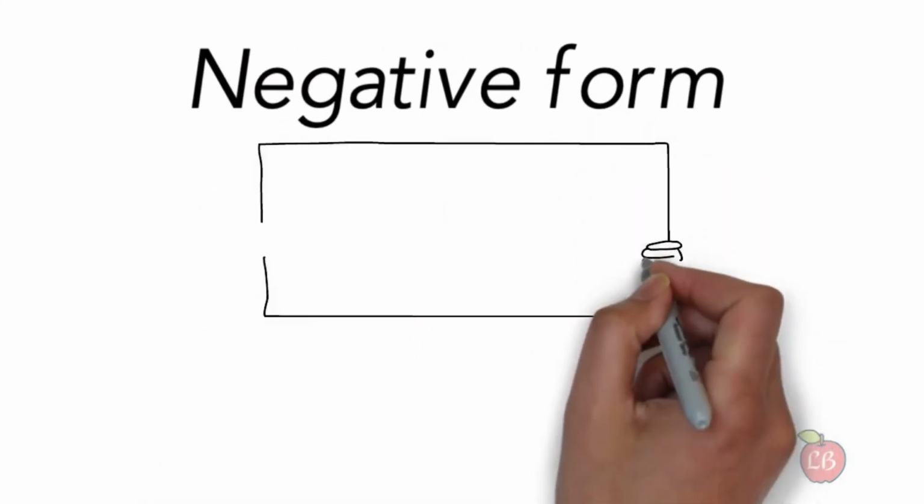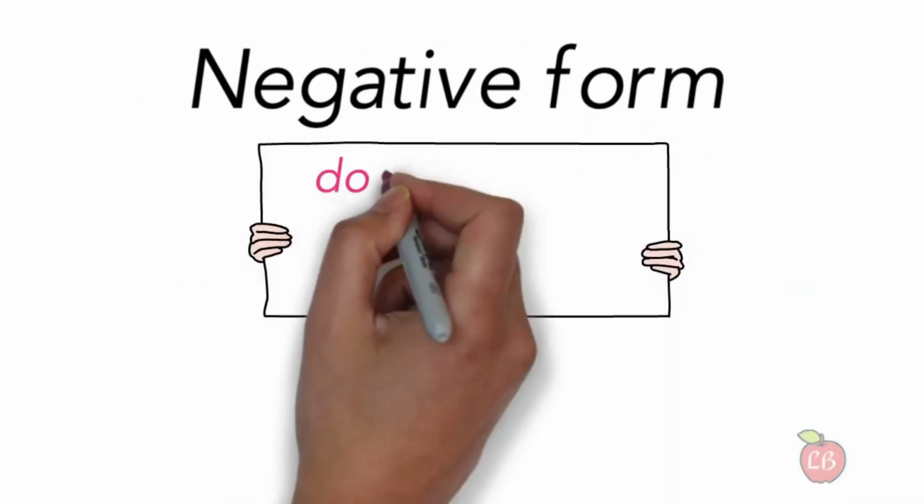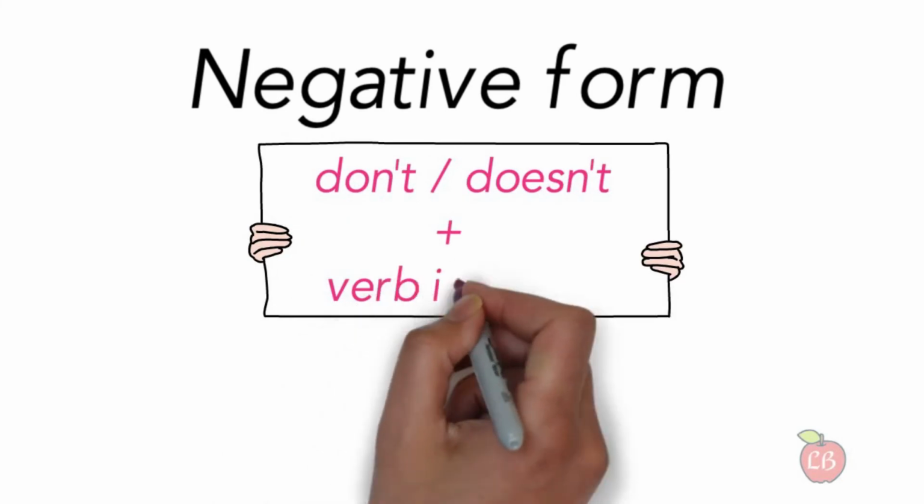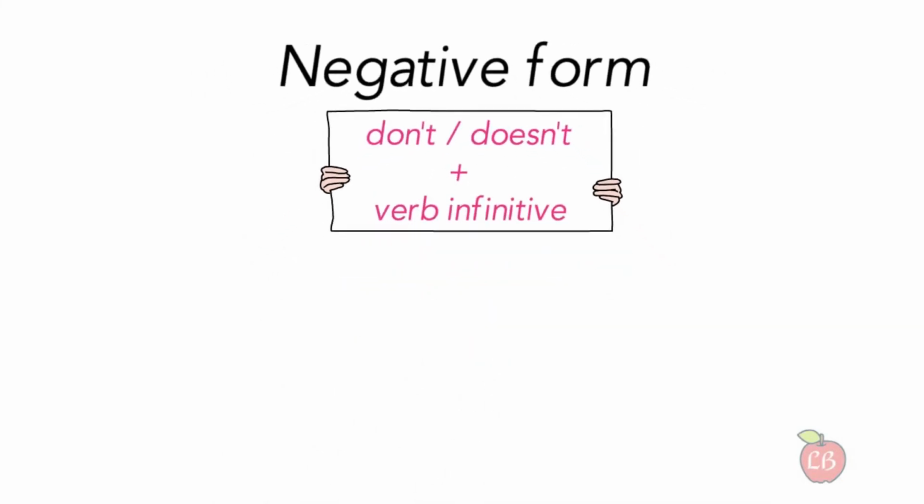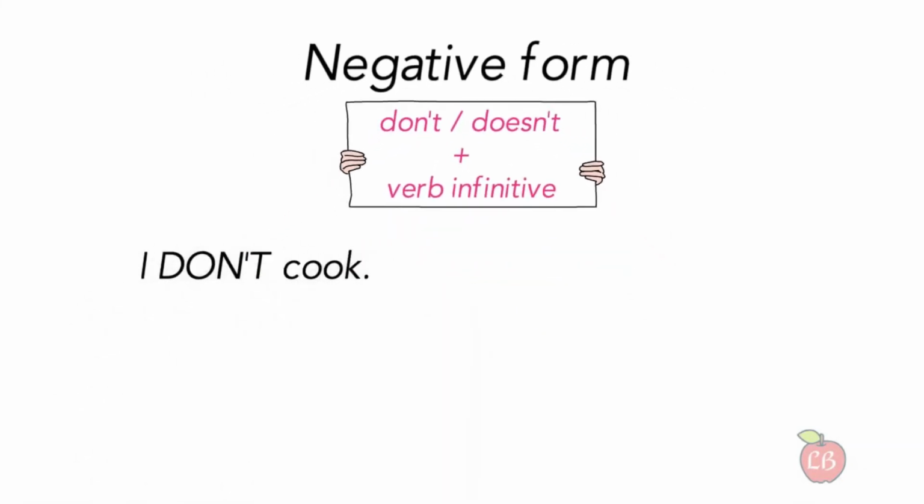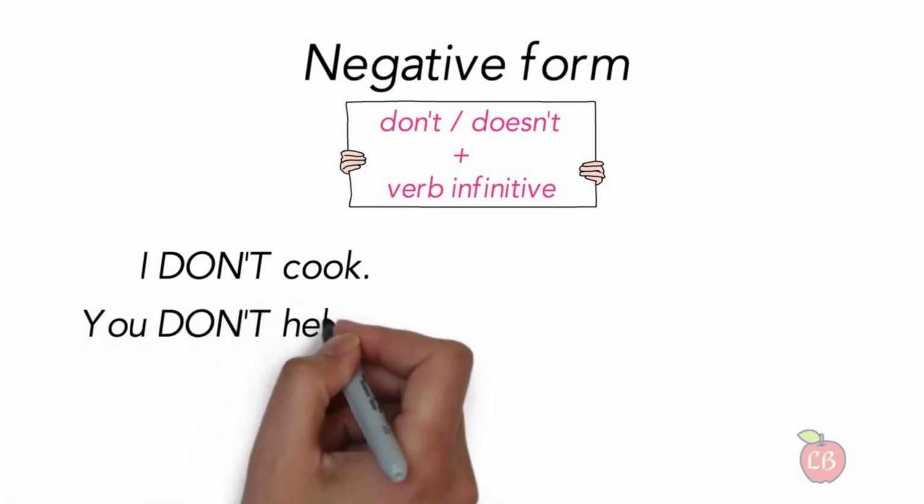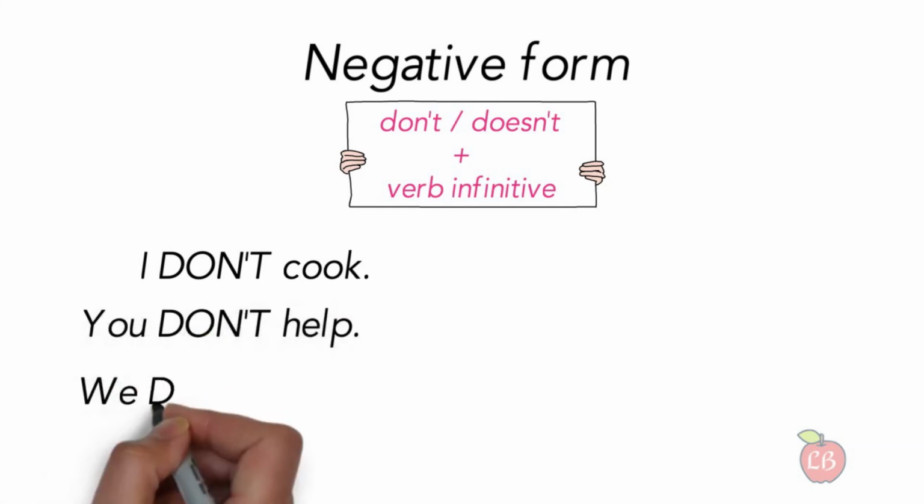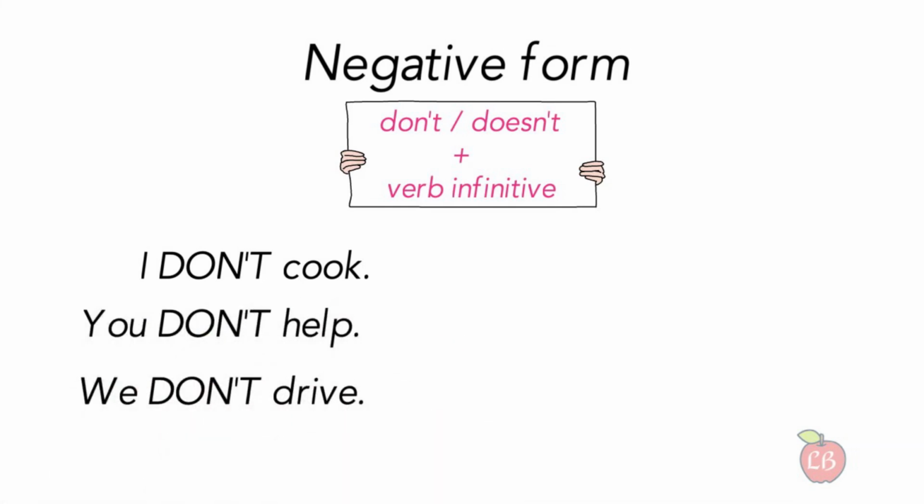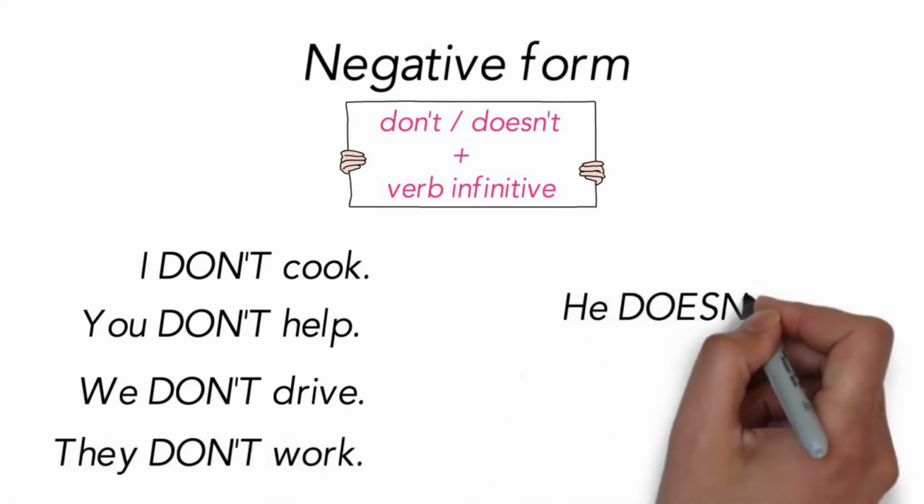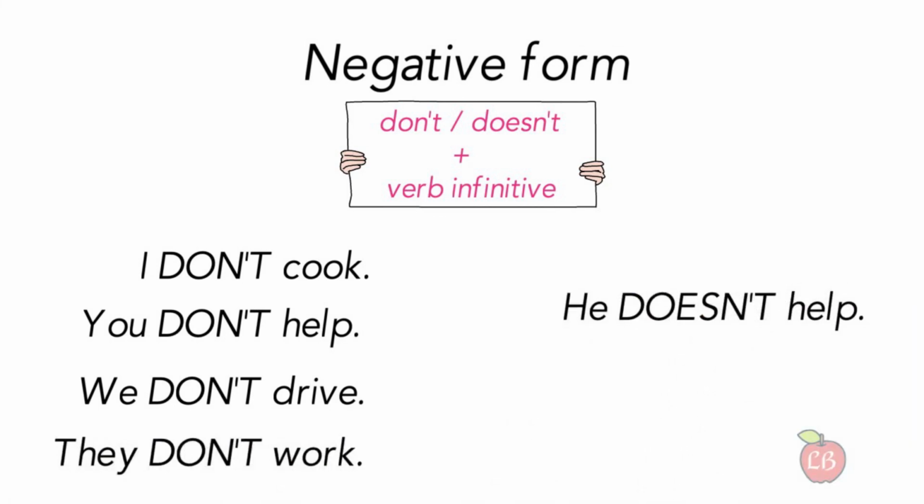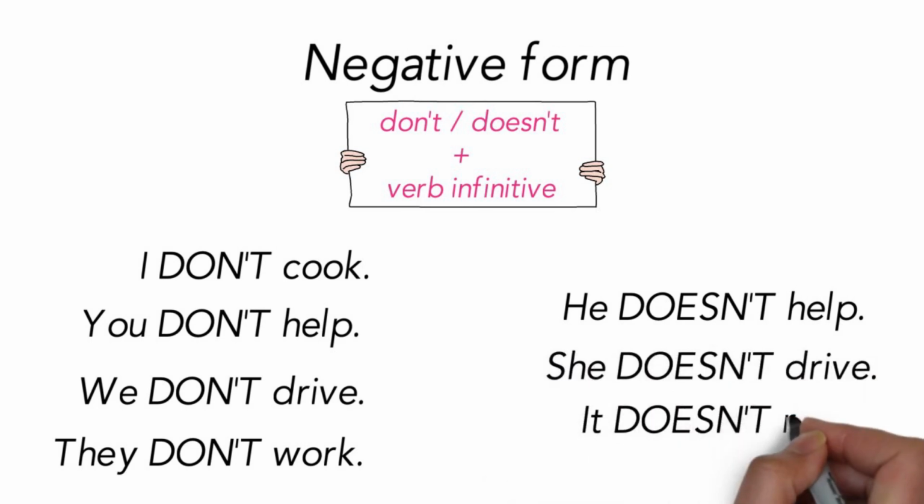And now the negative form, which is the easiest of the three. You only need the auxiliary in the negative, don't and doesn't, plus the verb in the infinitive. So, for example, I don't cook, you don't help, we don't drive, and they don't work. And with he, she, it, he doesn't help, she doesn't drive, or it doesn't rain.